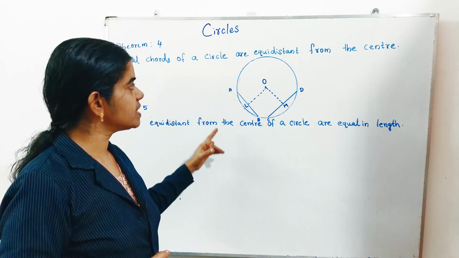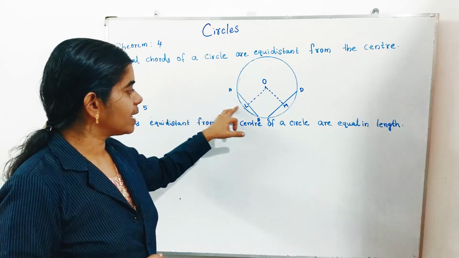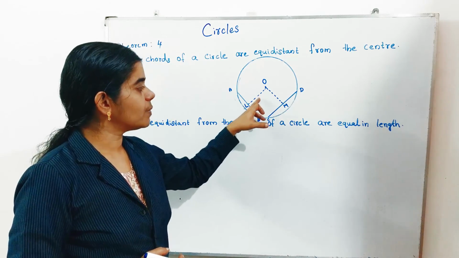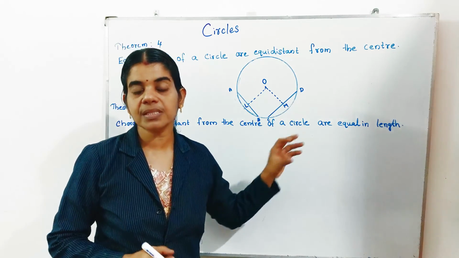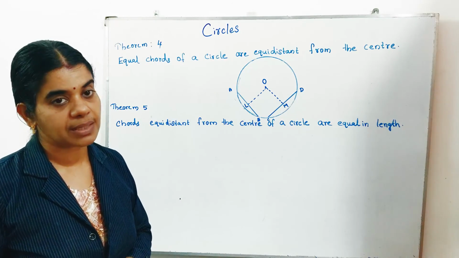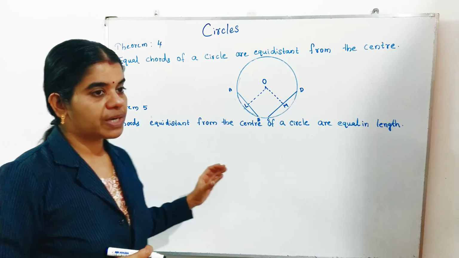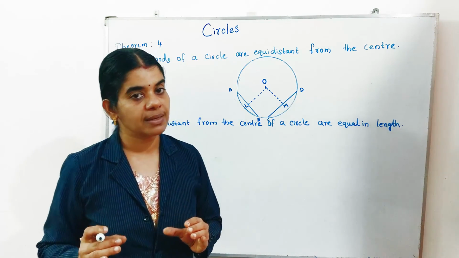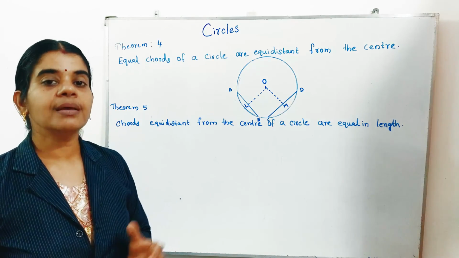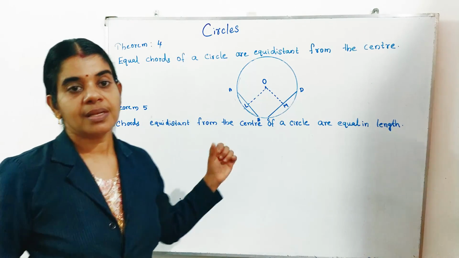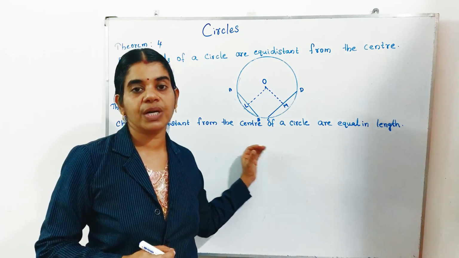In the first case we studied that equal chords AB equal to CD are given, and you want to show that OL equal to OM. That means equal chords of a circle are equidistant from the center of a circle. Next one, two chords are there, and they are given to be equidistant from the center. Then the chords will be equal. These are the other two theorems. Proof is not needed, you just want to study this.